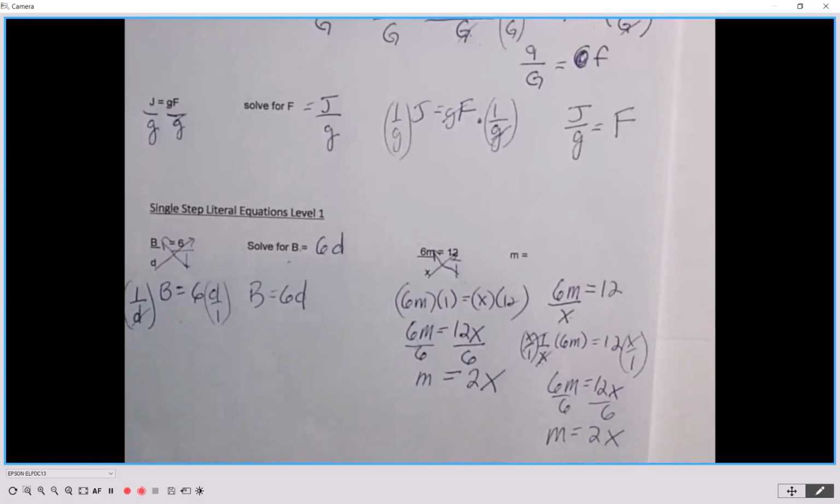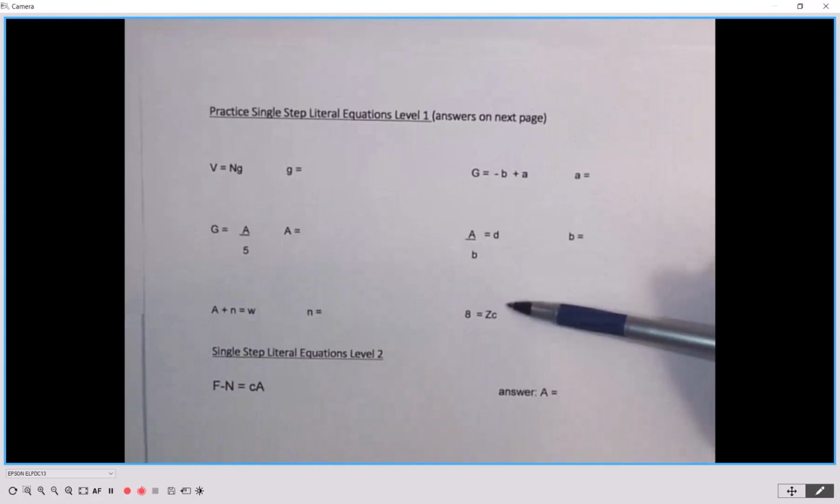All right, so those are called the literal equations step 1. All right, and then there are some practice problems. These are your practice problems and the answers will be on the following page.